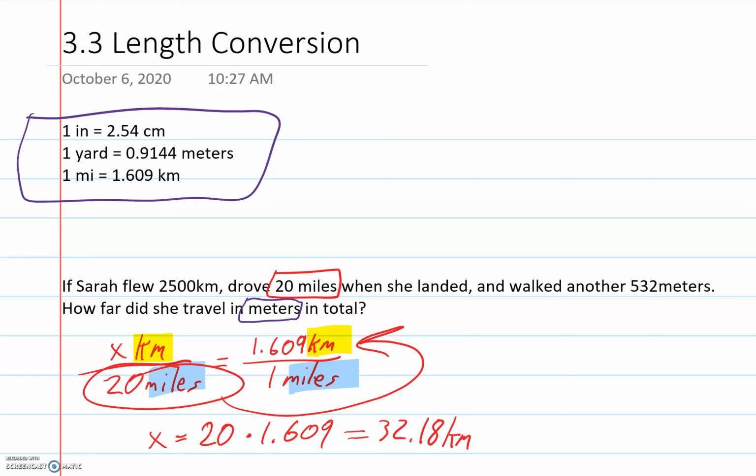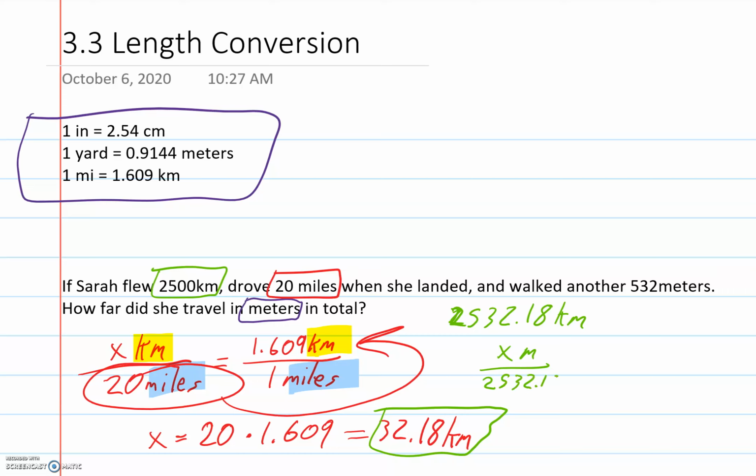Now we are in kilometers. Now we can add it to our other set of kilometers, so let's add those two together: 2,532.18 kilometers, but we want it all to be in meters eventually. So we compare what we want to know, which is x meters, to what we do know, which is this many kilometers, and we compare it to our unit conversion ratio. In this case, 1,000 meters is 1 kilometer.